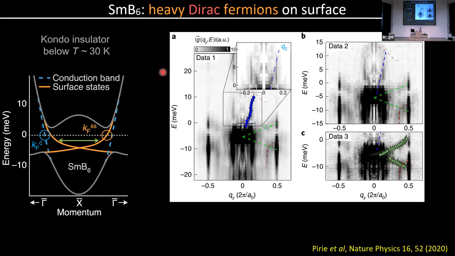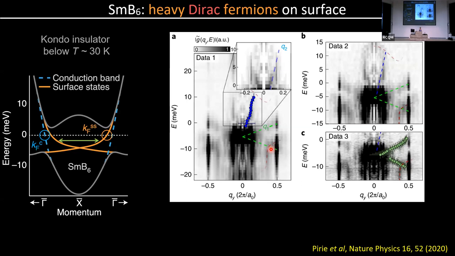So let me come back to our paper on the heavy Dirac states. This paper, I just need to tell you a story. This paper took us 8 years to publish. Harry Puri is very persistent and did a great job. And why did it take us so long to publish?